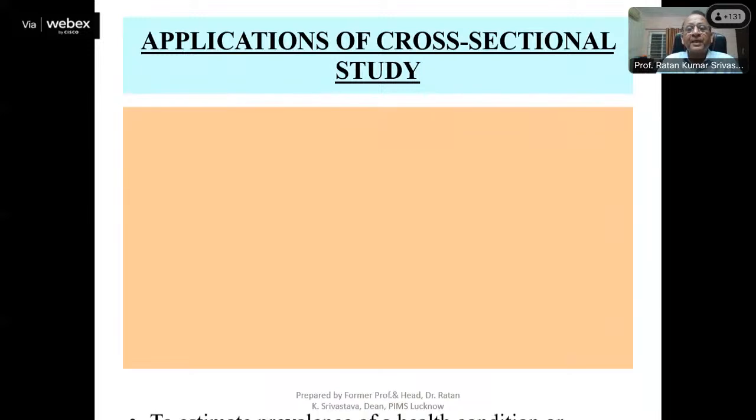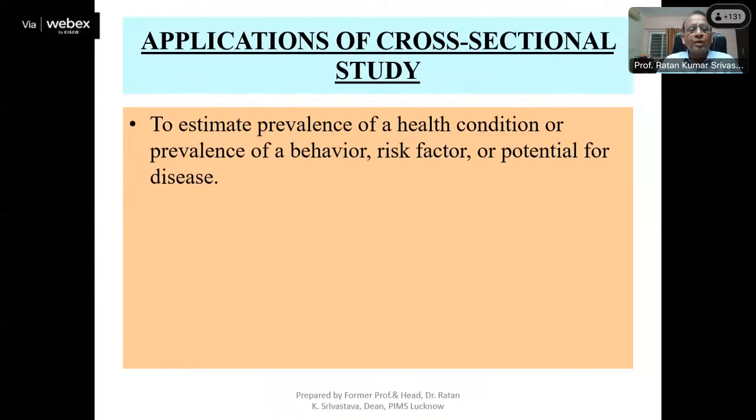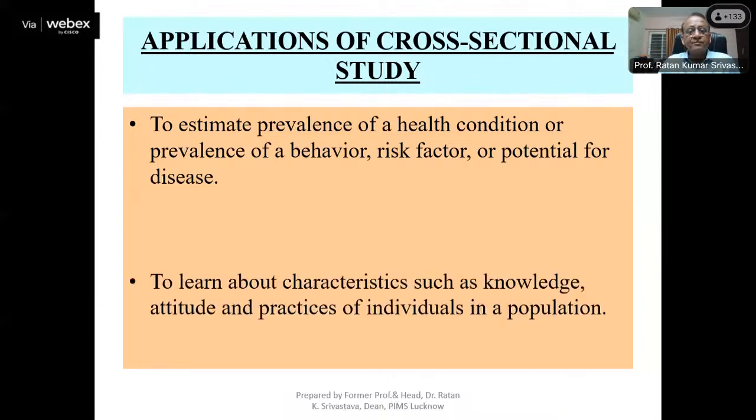Now, where do we apply this cross-sectional study? To estimate prevalence of health condition or prevalence of behavior, prevalence of risk factor or potential for disease. This is what is usually studied. I have given you only few examples. So those who are preparing their PhD topic or planning for their research, if they go for cross-sectional study, such type of study, they can plan.